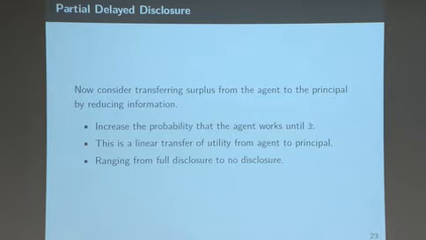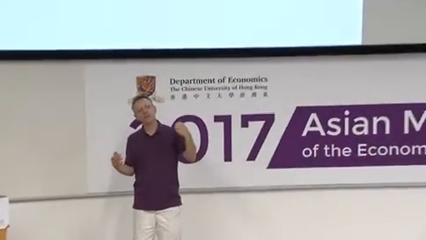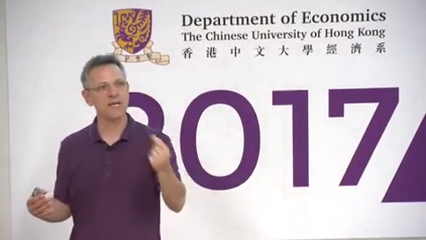So partial delayed disclosure is going to work exactly the same way. Instead of telling the agent at x lower bar exactly the difficulty of the task, he's going to say the task is difficult with a probability p. And we're going to think about p ranging from 0 to 1, so the full range from full delayed disclosure to no disclosure at all. So p from 0 to a half. This delayed disclosure is a transfer of surplus from the agent to the principal because it makes the agent work longer in state x upper bar, and increases the probability that he does that. And that lowers the agent's payoff and raises the principal's payoff in a linear way.